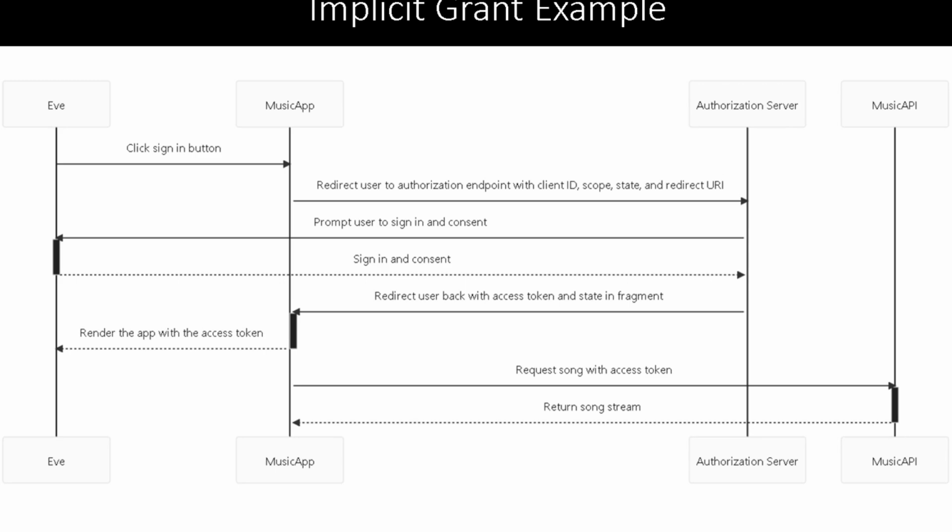Now, this is an example. The issue with this example of the implicit grant is the access token is actually present in the browser. The access token is going to be stored in Eve's browser, and anybody that compromises Eve's browser will be able to access that access token, which means they would be able to access her account in Music API, because the music app basically redirects the user back with an access token in a fragment.